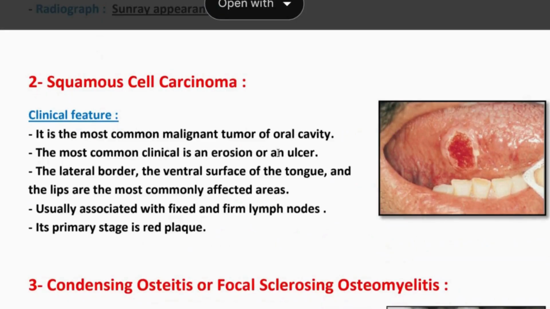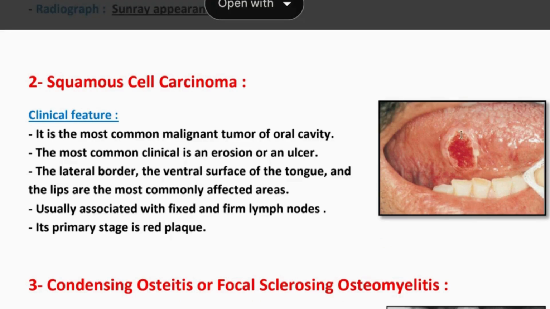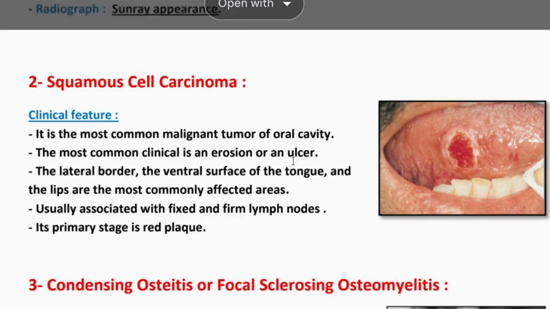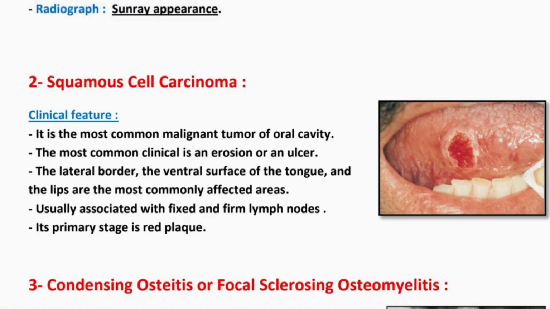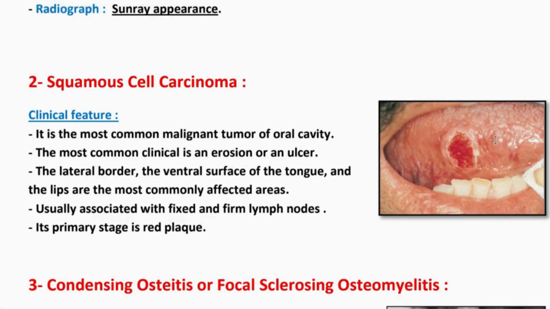The next tumor which we'll be talking about is squamous cell carcinoma. It's again one of the most common malignant tumors of the oral cavity. So how does it present itself? The patient will be coming to you and will be presenting as an ulcer, okay, an erosion, or there is an ulcer. Okay, if you're given only a picture, then you will have to again see what sort of ulcer it is, what is the site. Okay, you have to start thinking from that end.